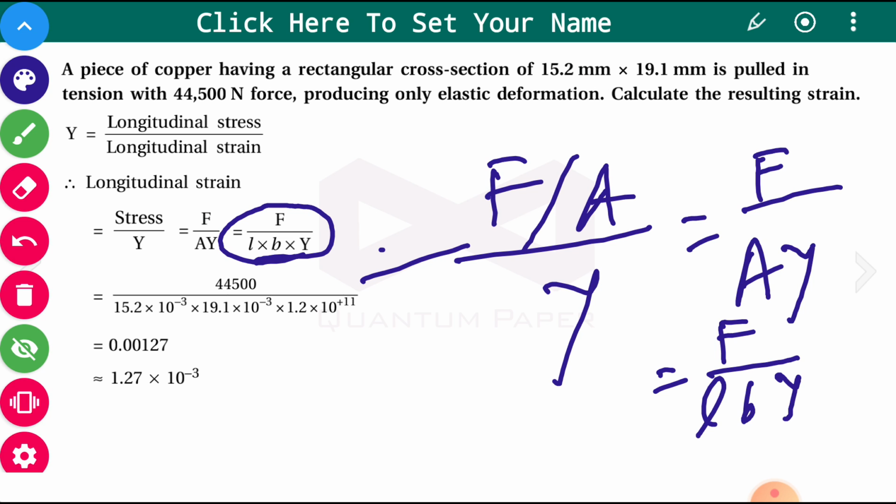Place all the values which are given: length, breadth, everything is given. Young's modulus is also given, force is given, and simplify. You will get this answer, 1.27 into 10 to the power minus 3, as the longitudinal strain.